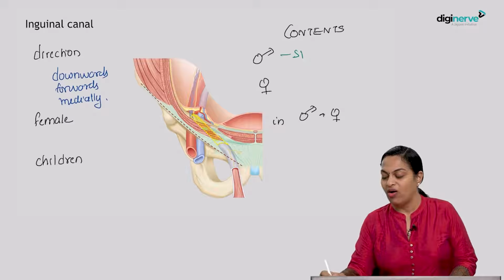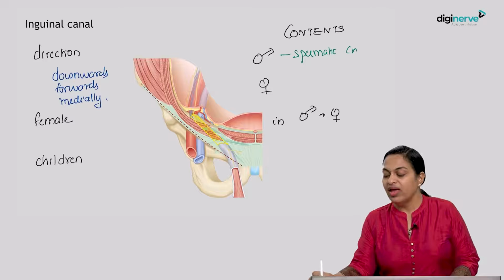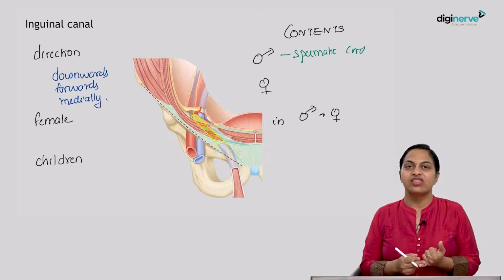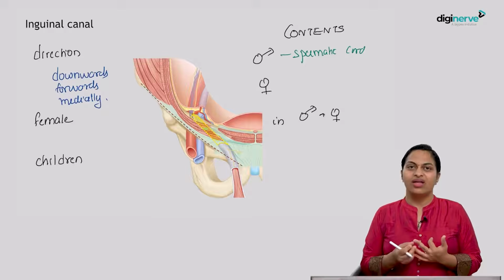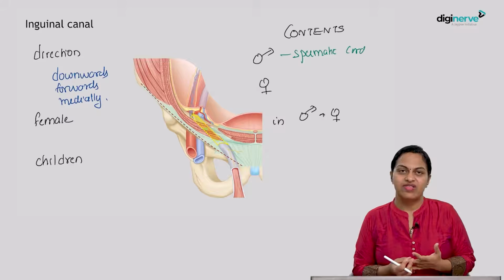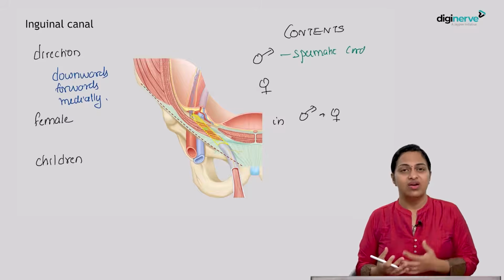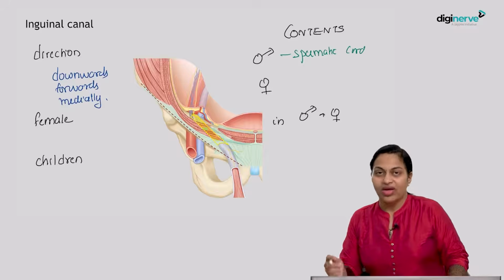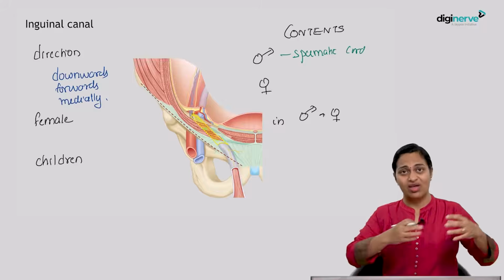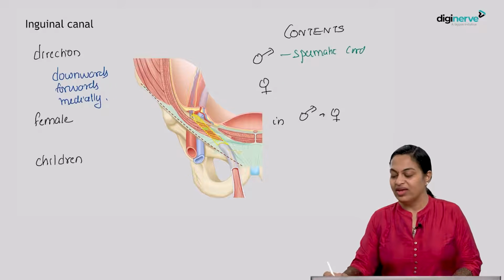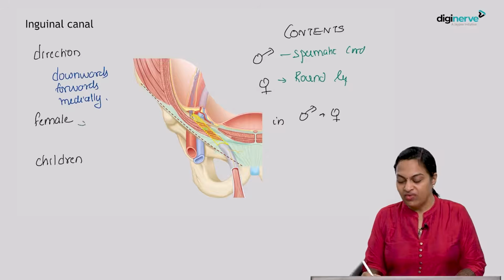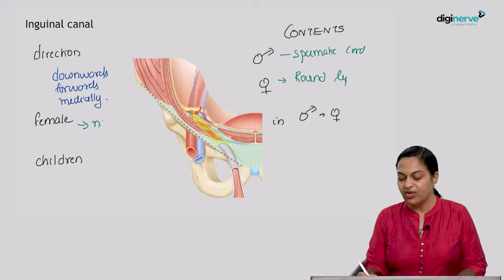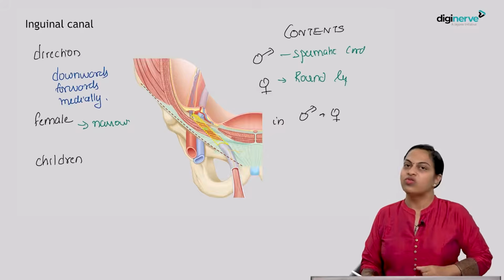As I told you, it is well defined in the male because of the presence of the spermatic cord. What does the spermatic cord contain? It has the vas deferens, the vessels that supply the testes, the testicular artery, the artery to the vas deferens, and the pampiniform plexus of veins, the nerves, and the lymphatics. So the inguinal canal is well defined in the male. Whereas in the female, it is going to be the round ligament, which is not as thick as the spermatic cord. So in the female, the inguinal canal is very narrow, and the chance of inguinal hernia is also less.